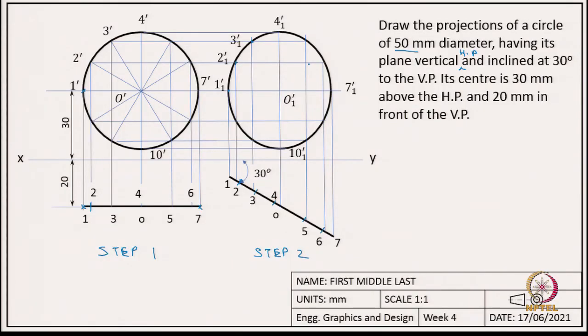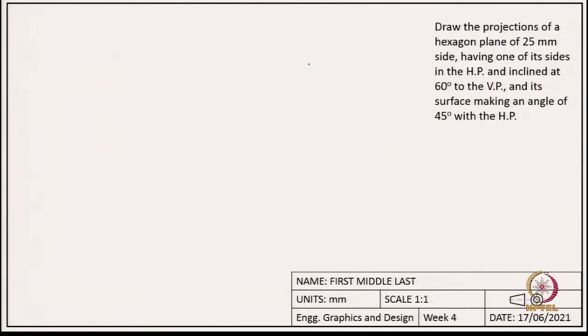Okay. So, finally, this is the last example we will be looking in this lecture, where we have a projection of a hexagonal plane. So, here we know that the sides are 25 millimeters, having one of its sides in the horizontal plane and inclined at 60 degrees to the vertical plane, and its surface making an angle of 45 degrees with the horizontal plane. As you can see, this is a more complicated inclination, because it is inclined to both the horizontal and the vertical plane.